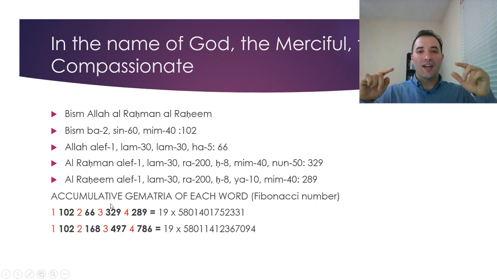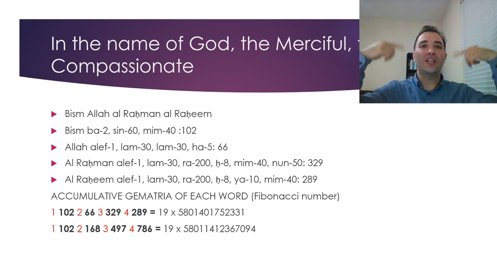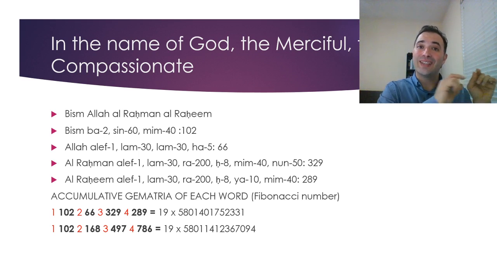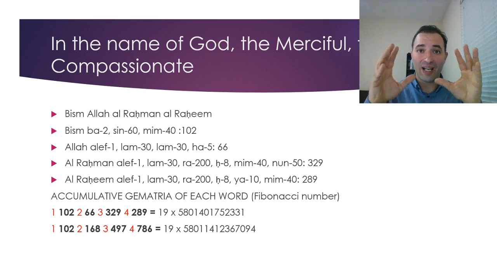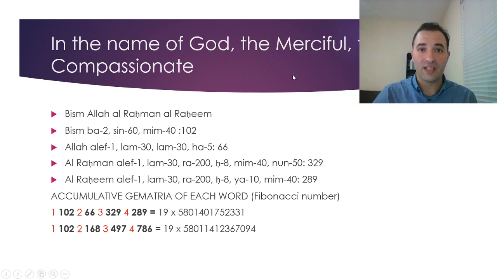Now we're going to use the Fibonacci number, the accumulative gematria of each word, as we did when we were calculating the number of letters. We made the accumulative number of letters as well. We did the total number of gematria. Now we're going to do the accumulative number of gematria. The first word, 102. The second is 102 plus 66, this number, 168. The third is this with this together, 497. The fourth is the total of these two, and you're going to have this number. This number, you can check it, can be divided exactly by 19 without any decimals, perfectly. What a perfect sentence.